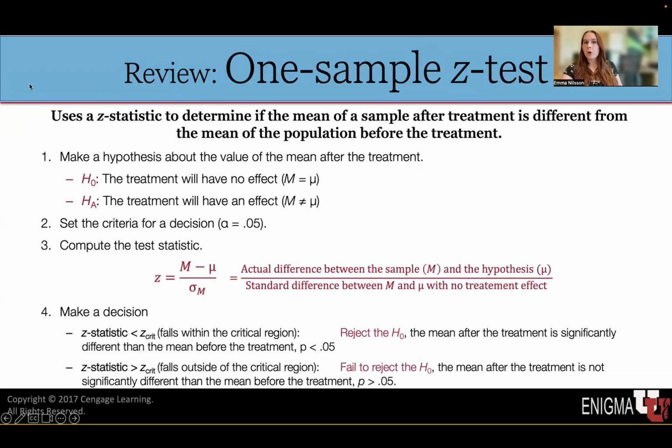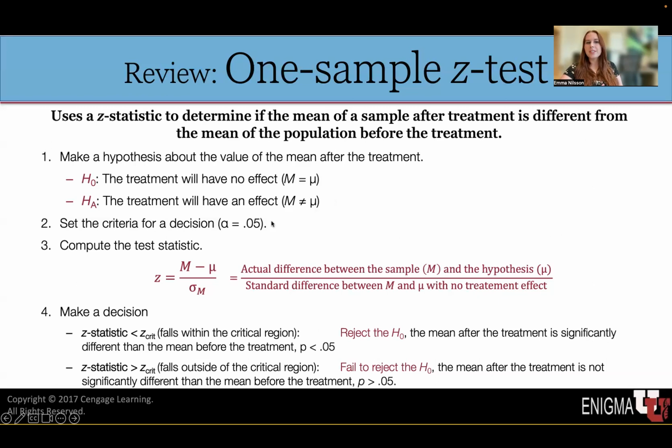We're going to go over this process with the understanding that the process for null hypothesis significance testing, the new test we're learning about today, is largely the same, just with some key differences. So, as a reminder, we make a hypothesis about the value of the mean after the treatment. The null hypothesis is that the treatment will have no effect, the means will be the same. And the alternative hypothesis is that the treatment will have an effect. The mean of the sample after treatment will not be equal to the mean of the population before treatment.